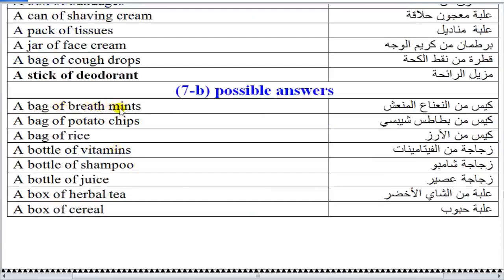A bag of breath mints, breath, TH. A bag of potato chips. Potato, the second T is a soft D. A bag of rice. A bottle of vitamins, the T is a soft D. A bottle of shampoo. A bottle of juice. A box of herbal tea.